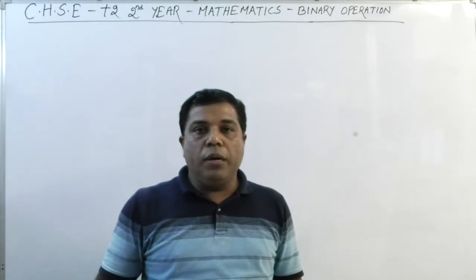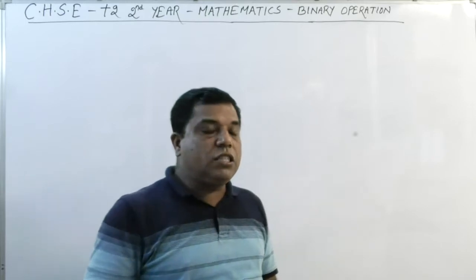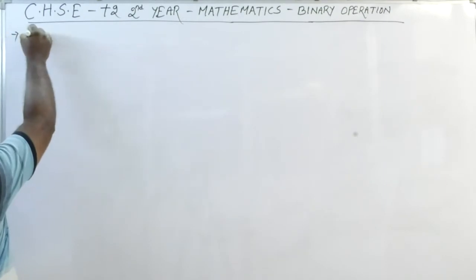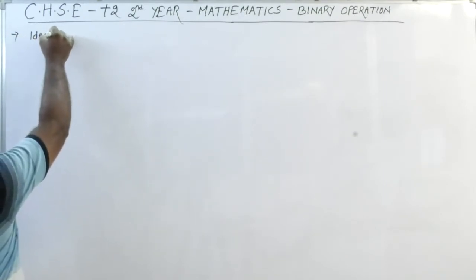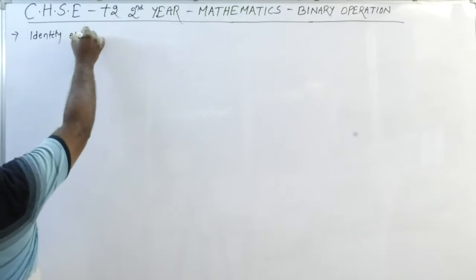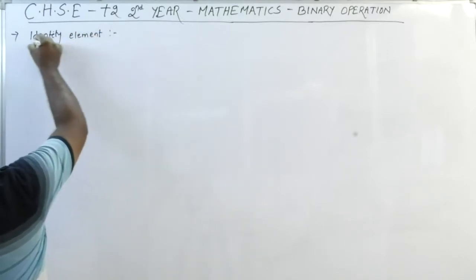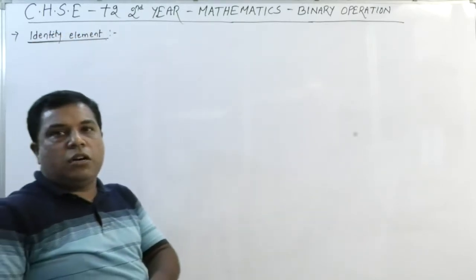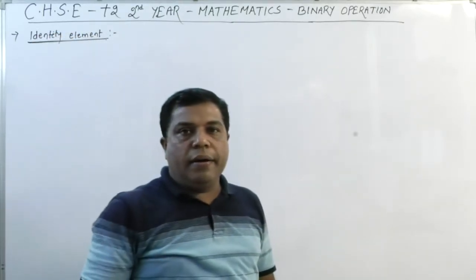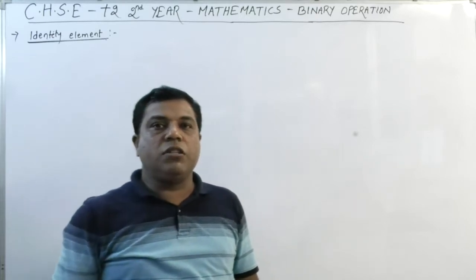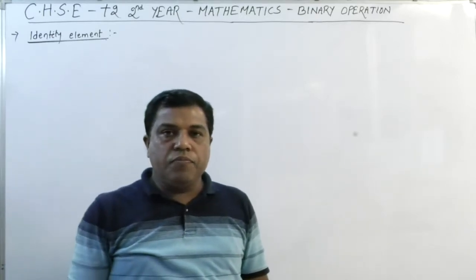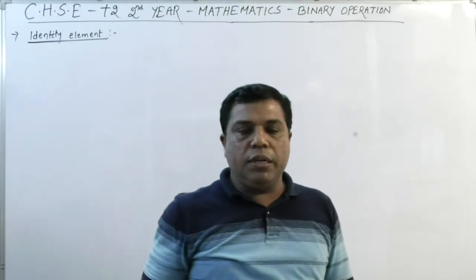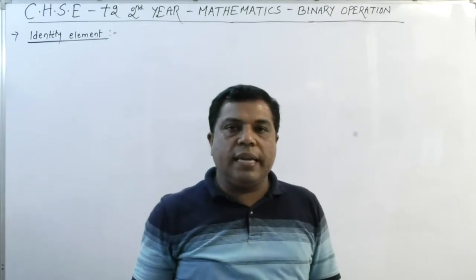First of all, we will discuss the existence of the identity element. So today we have to discuss the identity element and the inverse of a binary operation. First of all, let us discuss the identity. Now what do we mean by identity? It is very easy, my dear students, so please listen carefully.